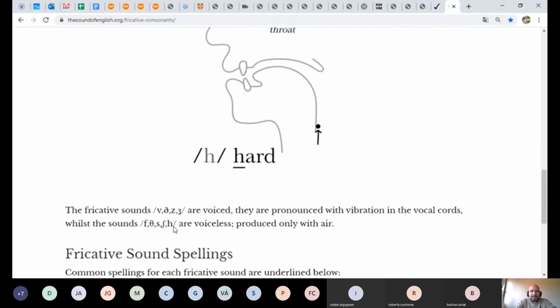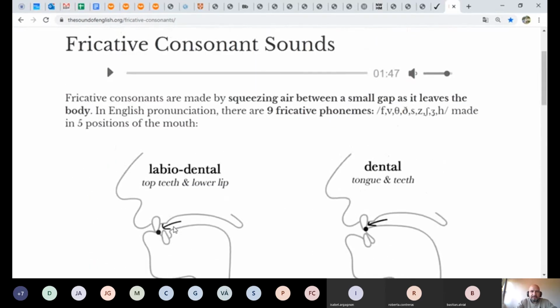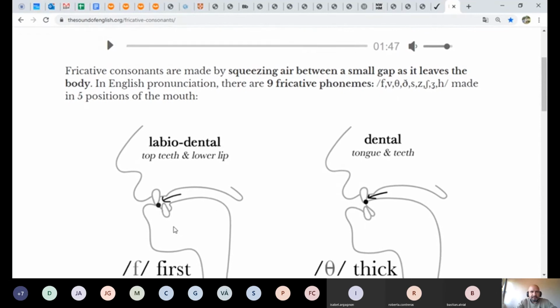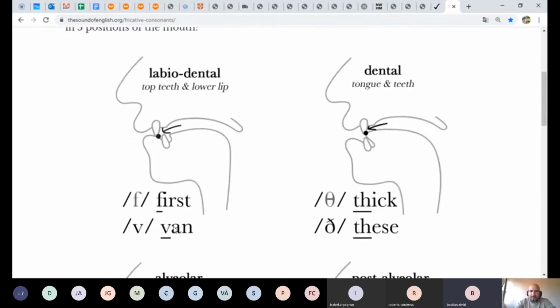All right. Do you have any questions or comments? So, fricatives. Yeah, go ahead, please. The difference between thick and this.